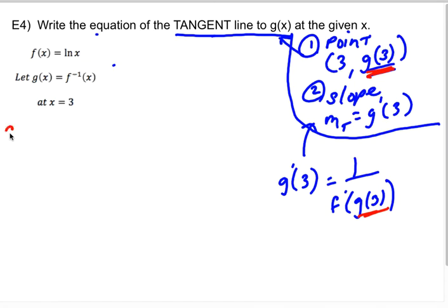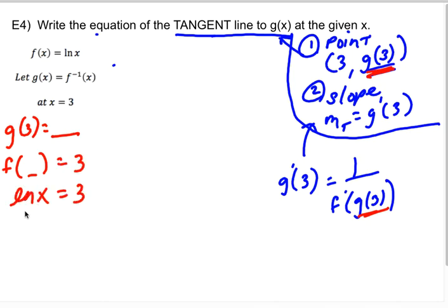So I know that g of 3 equals blank means that f of some blank equals 3. Well, f is the natural log of x, and it's supposed to equal 3. The way we get rid of a natural log is by exponentiating, so I'm going to get that x is e cubed. Once I know that that's the x value, it's not g of 3 anymore, it's now e cubed.